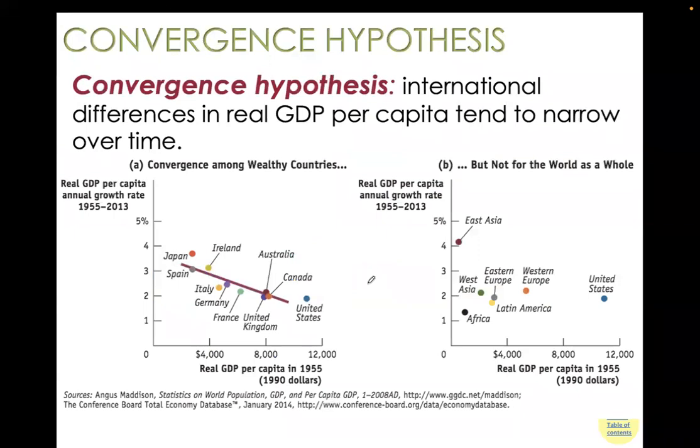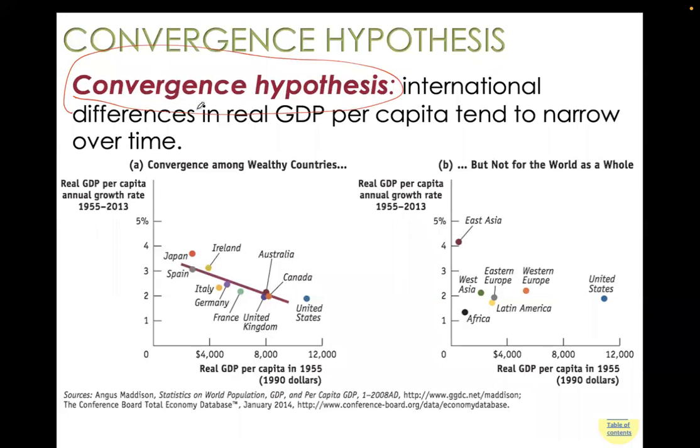All right, so now I'm going to close this part by looking at the convergence hypothesis. What is this convergence hypothesis? This hypothesis, or this theory, says the international difference in real GDP per capita is going to narrow over time. Or in other words, countries tend to catch up with each other. Okay.